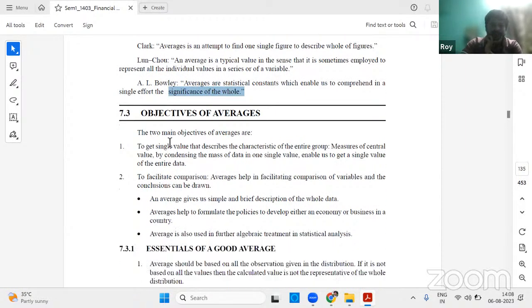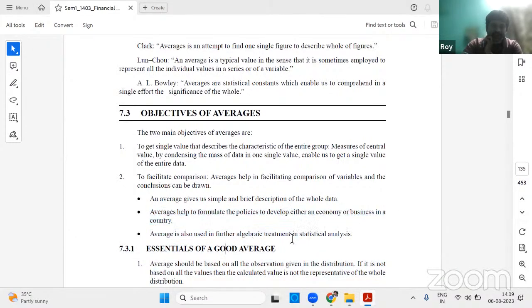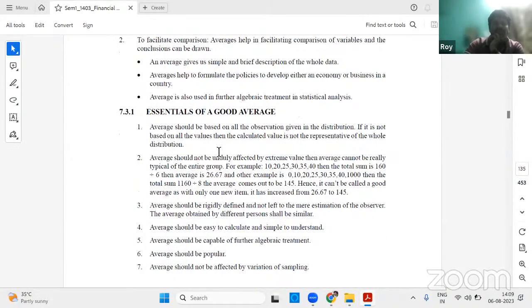Now, the objectives of the average: a single value to describe characteristics. An average gives us a simple and brief description. An average helps to formulate policies to develop the economy. An average also helps further algebraic treatment in statistics, which we will see later. Essentials of a good average are very important.